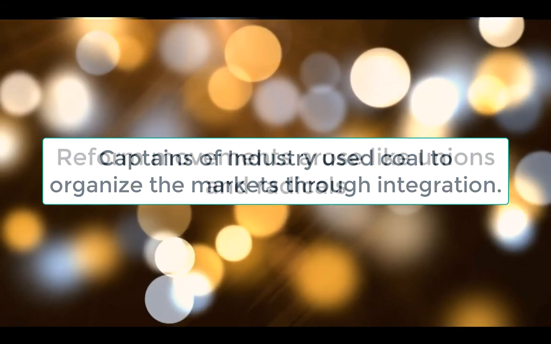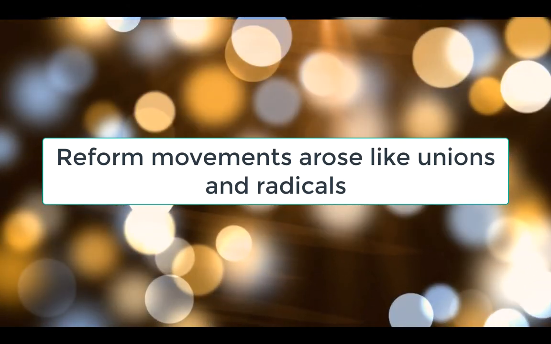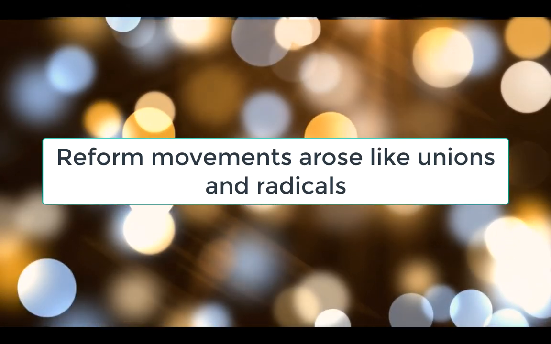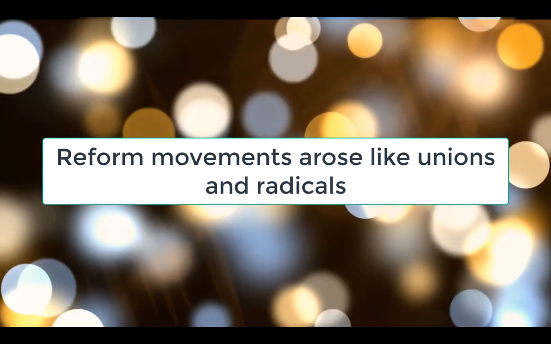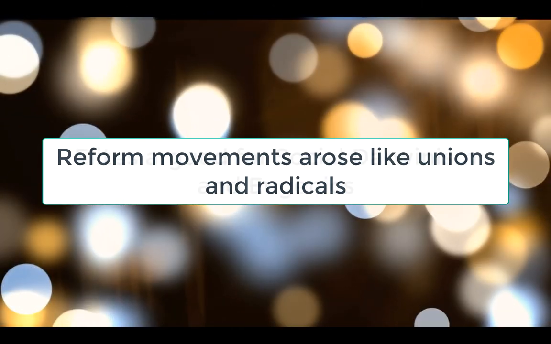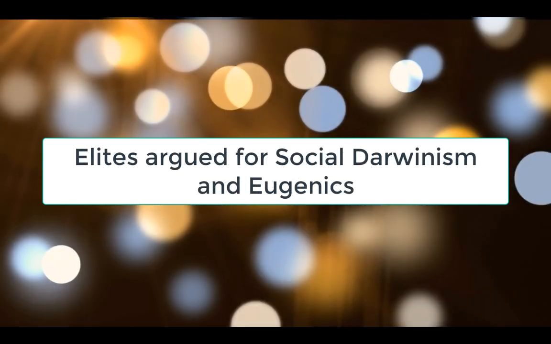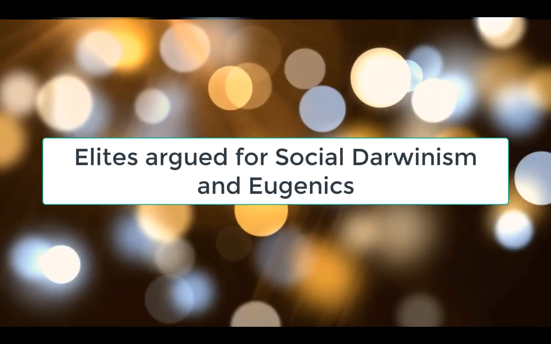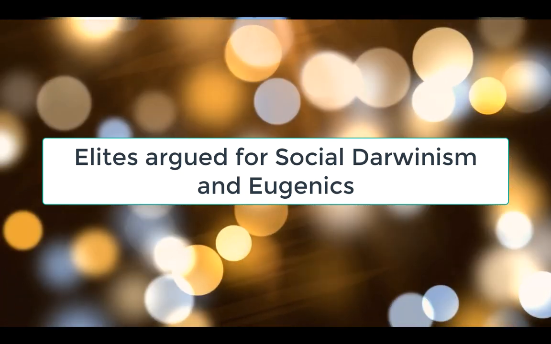And number three, the effects on workers often made them turn to reform movements, like unions, to some extent radical movements. But in the end, the elites were able to define this period through this new notion of eugenics and social Darwinism, scientific and racial hierarchies. Okay, this is going to lead us into the next unit. It's going to deal with foreign policy and the reforms of the progressive movement.